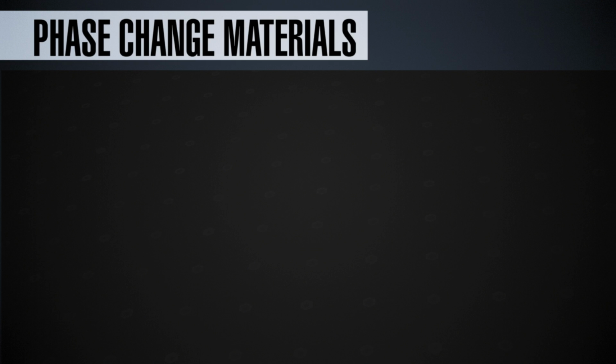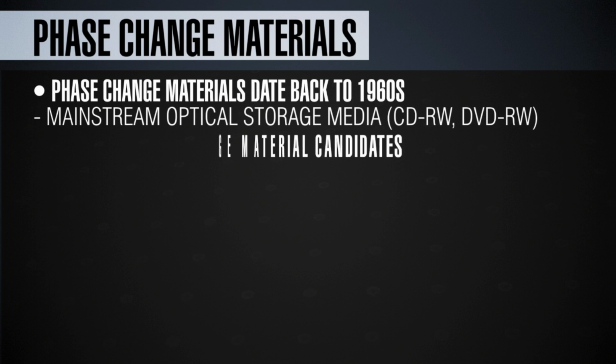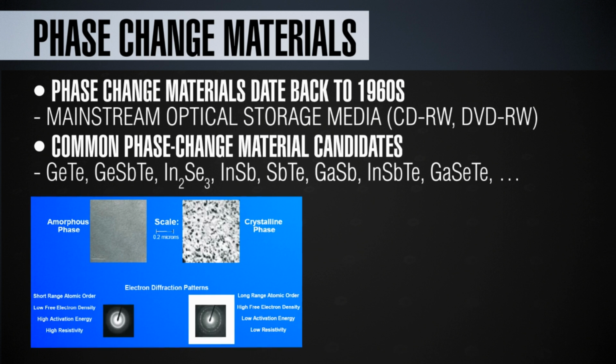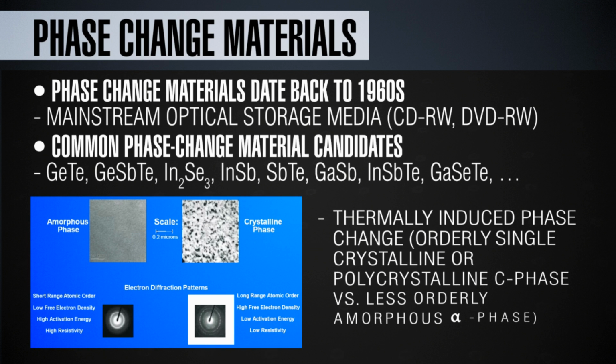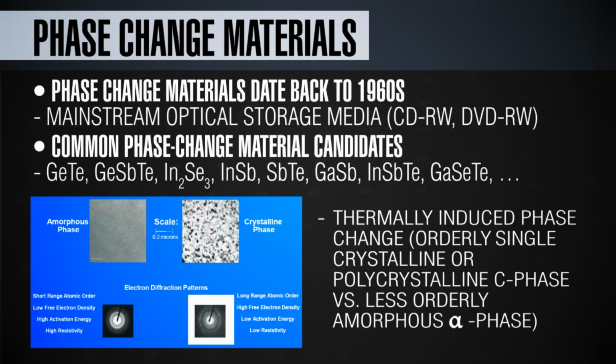Phase change materials are the backbone for the PRAM, and they date back to the 1960s. In fact, the most common application for phase change materials is optical storage media, which is the CD and DVD that we know. The popular material in CDs and DVDs is germanium antimony telluride. But there are other phase change materials as well: germanium telluride, indium selenide, indium antimonide, gallium antimonide, and a few other ternary compounds.